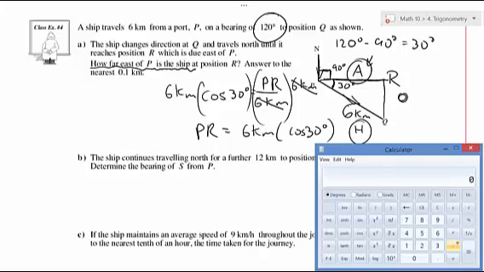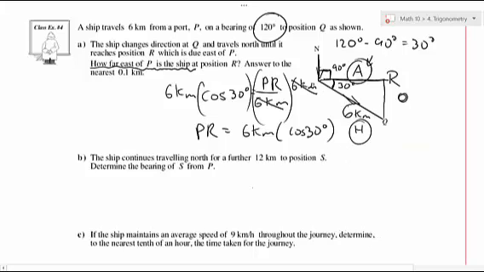So we throw that into the calculator. We're going to type 30, hit cosine, and multiply that by 6. And we get 5.19. We want to round it off to 5.2. So side PR equals 5.2 kilometers east of P. So now we know that A here, this adjacent side, is 5.2 kilometers.